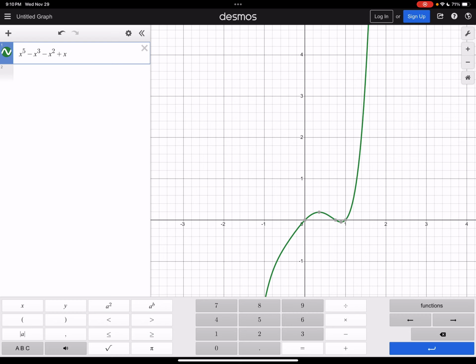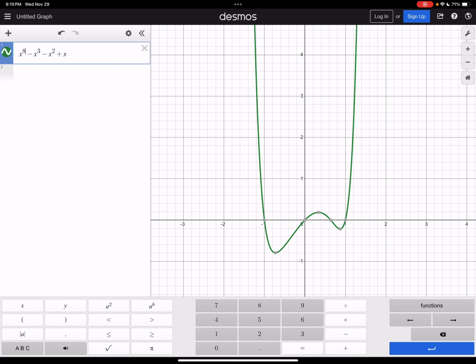Now make it 6. Oh, they're both pointing up. Now make it 7. Oh, the right side's going up and the left side's going down. Now make it 8. Oh, they're both going up. Now make it 9. Oh, one side's going up, one goes down. Now make it 10. Okay, you see the pattern. Even degree means the end behavior is the same. It's going to go either both up or both down, although we haven't seen an example of both down yet. But the idea is the end behavior is the same when the degree is even.